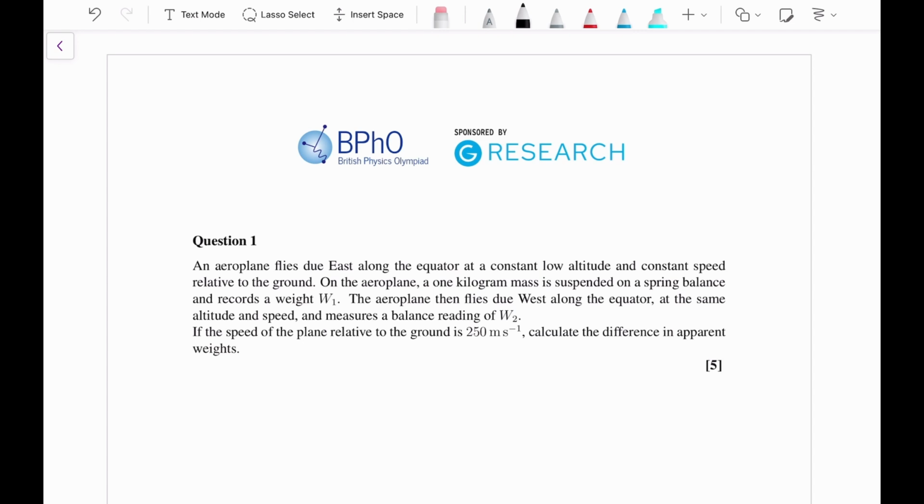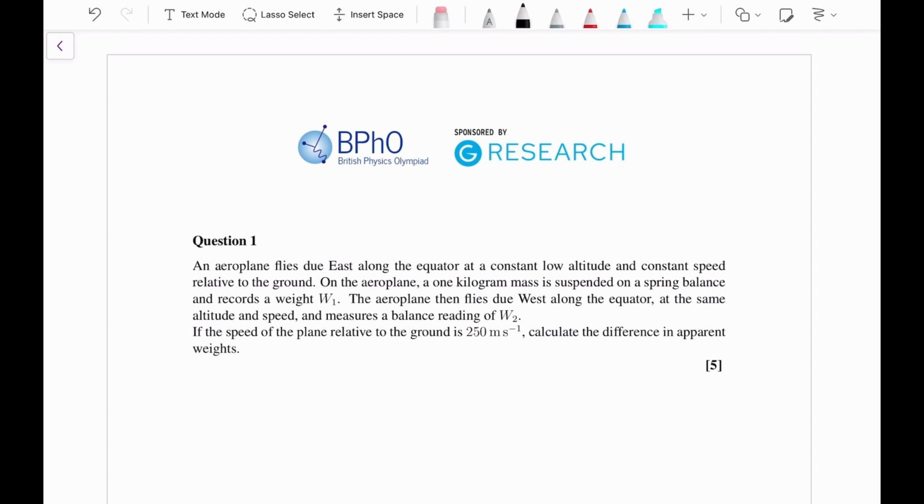On the aeroplane, a 1 kilogram mass is suspended on a spring balance and records a weight of W1. The aeroplane then flies due east along the equator at the same altitude and speed and measures the balance reading of W2. If the speed of the plane relative to the ground is 250 meters per second, calculate the difference in apparent weights.